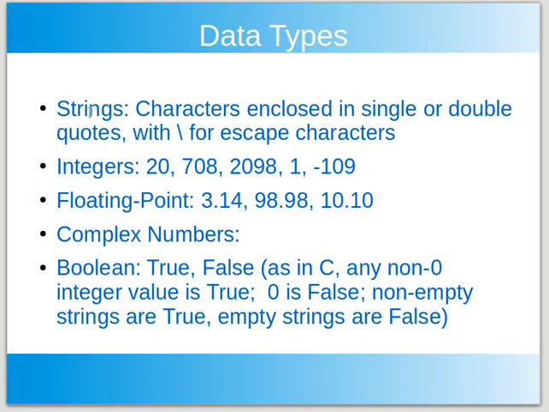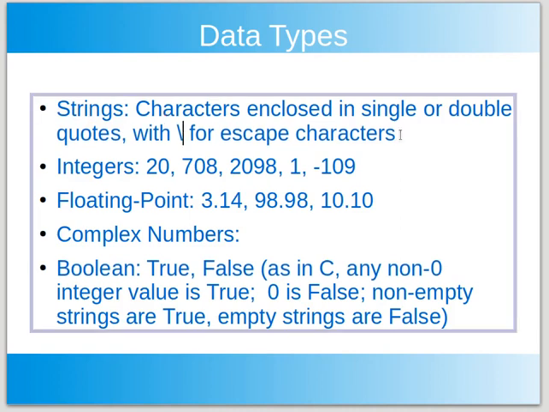Data types. You have strings: characters enclosed in single or double quotes, with a backslash character for escape sequences such as \n to indicate a new line. So that would be 2 new lines. There's no difference in Python, as opposed to languages like C, where there's a char and there's, I guess, an array or something. In Python, if it's got letters, it's a string. It doesn't matter if it's 1 letter or 1,000 letters, it's a string.